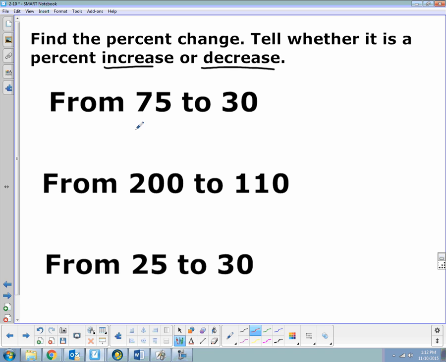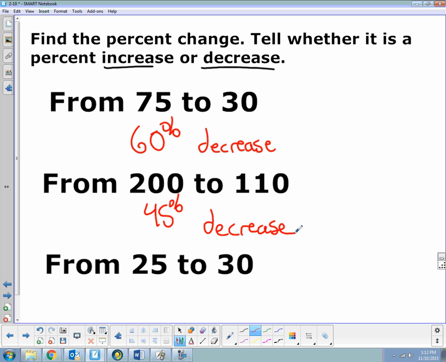The correct answers should be a 60% decrease. We should have a 45% decrease. And we should have a 20% increase. If you didn't get those 3 answers, or even one of those 3 answers, make sure that you are watching the linked video.